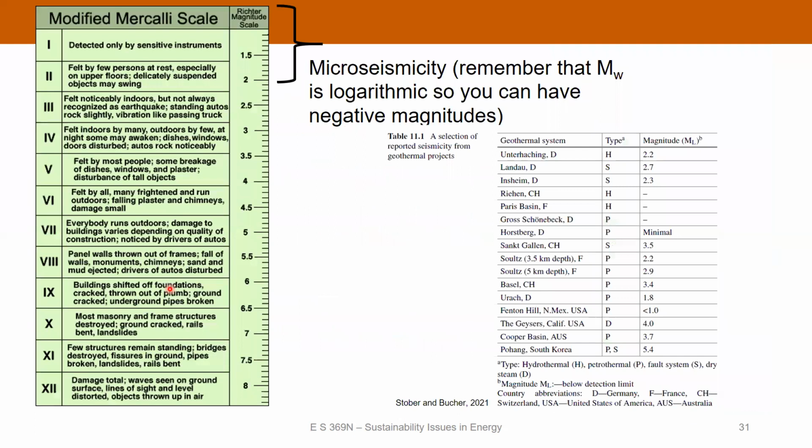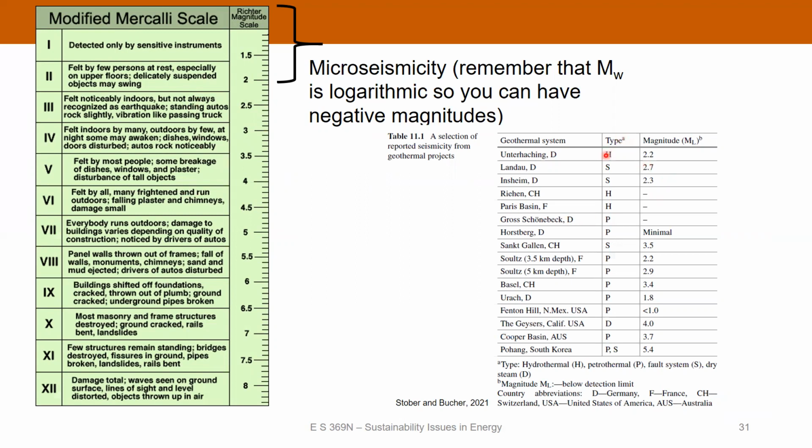So we define microseismicity as generally things that are lower than magnitude 2. Okay, so these are events where maybe you might feel it when you're sitting in a chair. It might just be detectable by sensitive instruments. That's what microseismicity is. Anything above that is things that people start to feel.